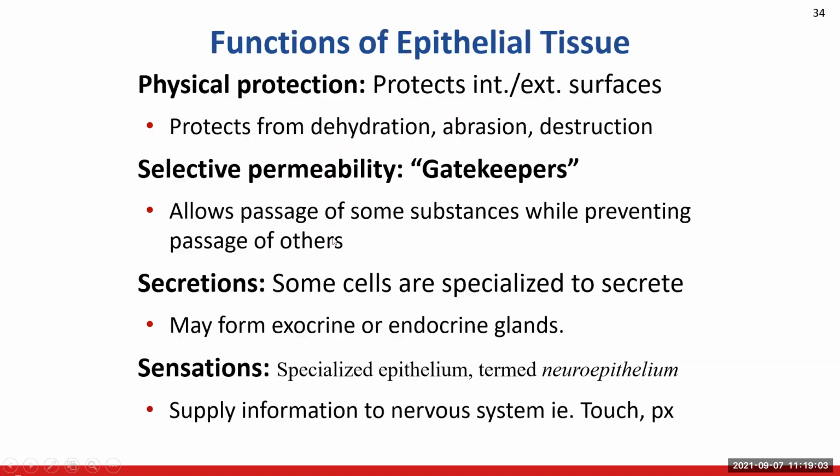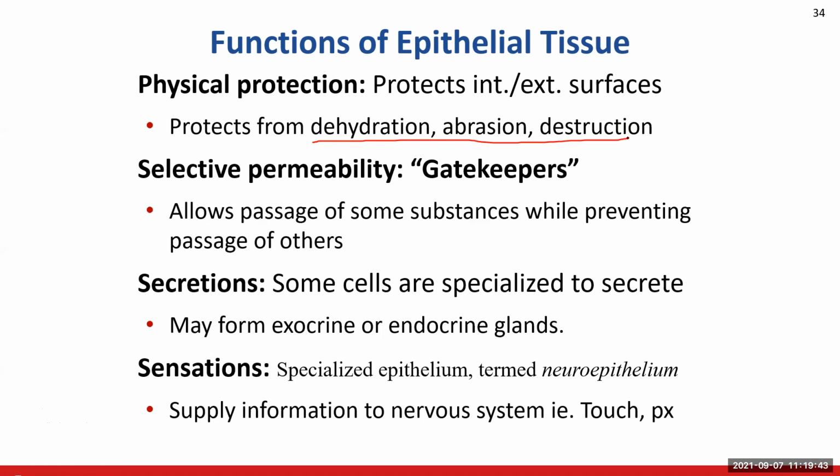The basement membrane. All right, a couple things you should know about the functions of epithelial tissue is obviously physical protection. And again, I use the skin a lot when I talk about epithelial tissue. But that physical protection is going to protect both inside and outside surfaces. So the lining of those body cavities, the lining of our body, the skin. Therefore, it does help with dehydration, abrasion and destruction, damage. So these are very important functions for epithelial tissue.